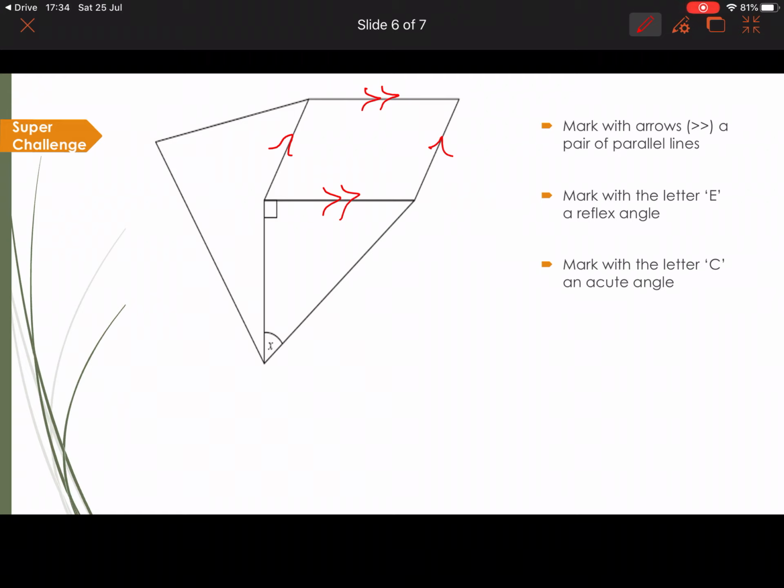It asks me to mark with the letter E a reflex angle. Remember that reflex is bigger than a straight line, and I can see straight away that this angle here is a reflex angle, so I could label that with the letter E. Finally, it asks me to mark with the letter C an acute angle. I know that this angle here is acute. I also know that this angle here is acute, and that this angle here is acute. I can also see that this angle is acute and that this angle is acute. So any of those would be acceptable.